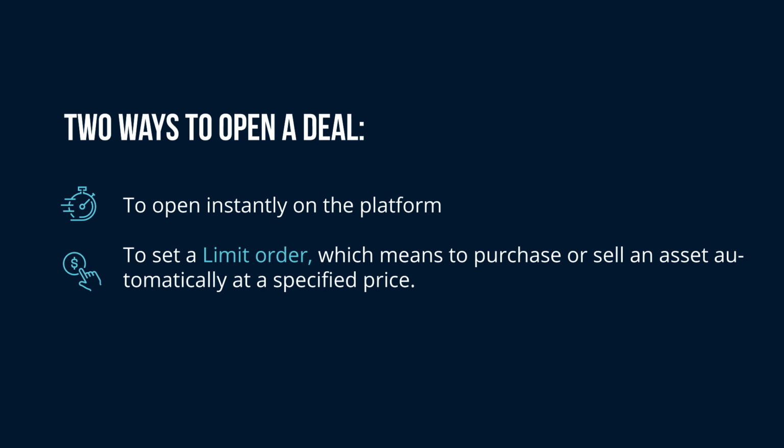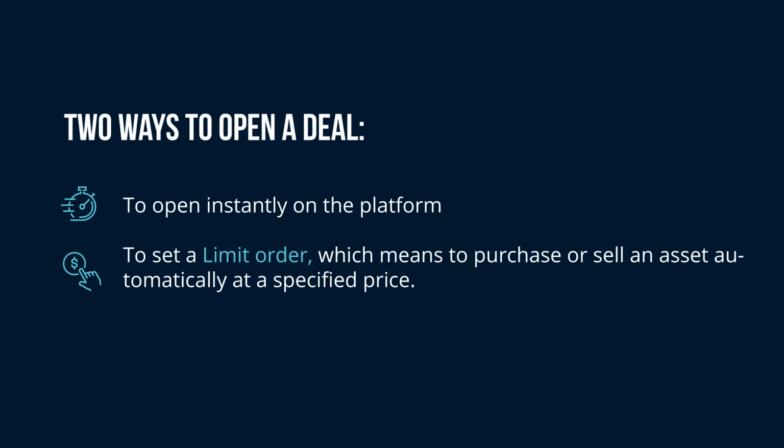There are two ways to open a deal. The first way is to open instantly on the platform. So you go to the platform, you choose how much and which currency you want to buy or sell, and you simply press the button, either buy or sell, according to your prognosis. If you believe that the price will go up, you buy. If you believe that the price goes down, you sell.